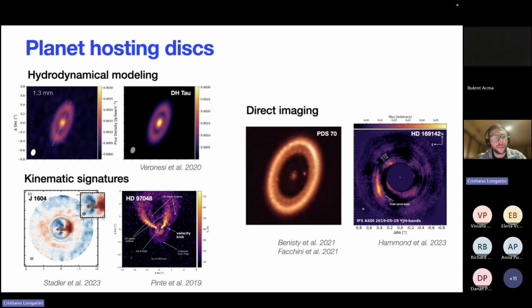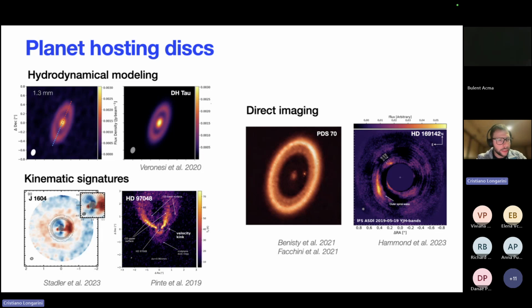Nowadays it's possible to infer the presence of protoplanets with indirect or direct methods. For example, it is possible to hydrodynamically model the emission from these systems. We model, for example, the planet-disk interaction, we post-process these simulations, and we compare with actual data, as in the case of HD 163296 shown in this slide.